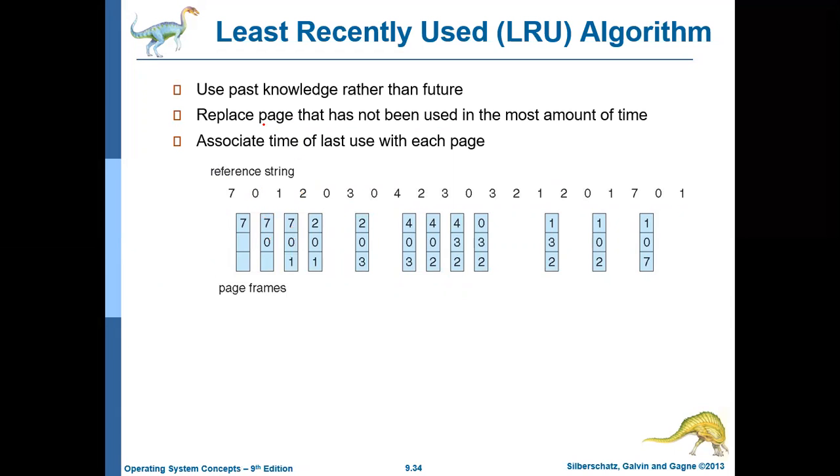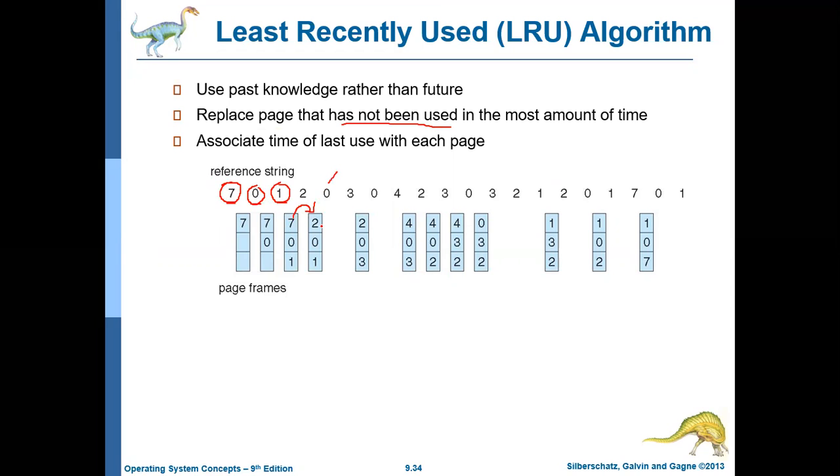So this algorithm says that replace the page that has not been used recently. So which is the one recently used? 1. Okay, the next recently used is 0, and the next recently used is 7. So which is the one least recently used? So this is the one most recently used, and this is the one next most recently used, and this is the one which is least recently used, 7. So replace 7 by 2. That's it.